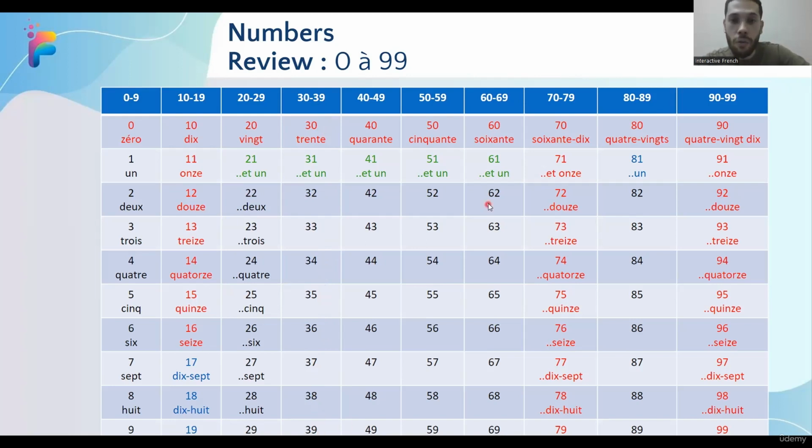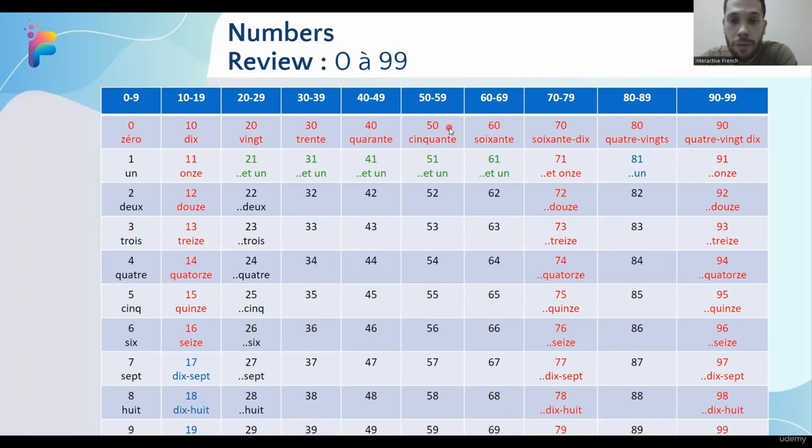Okay, now on to 40 to 49: 40, 41, 42, 43, 44, 45, 46, 47, 48, 49. Make sure that you don't mix up 40 and 14. It's a common mistake, right? Quatorze for 14 and quarante for 40.